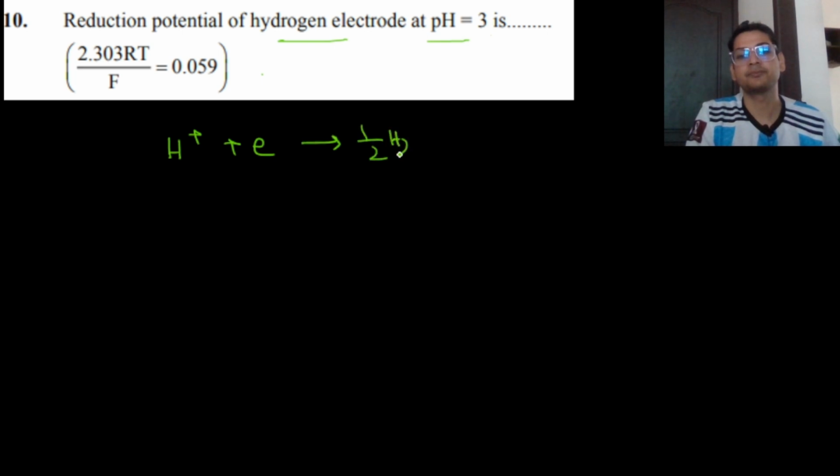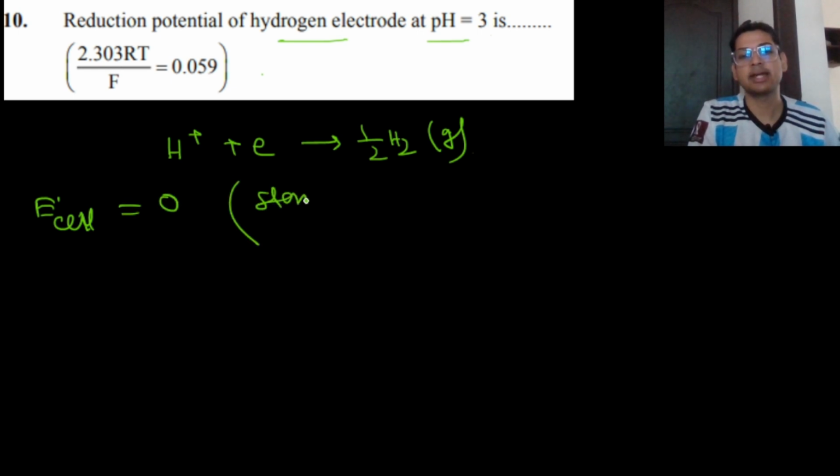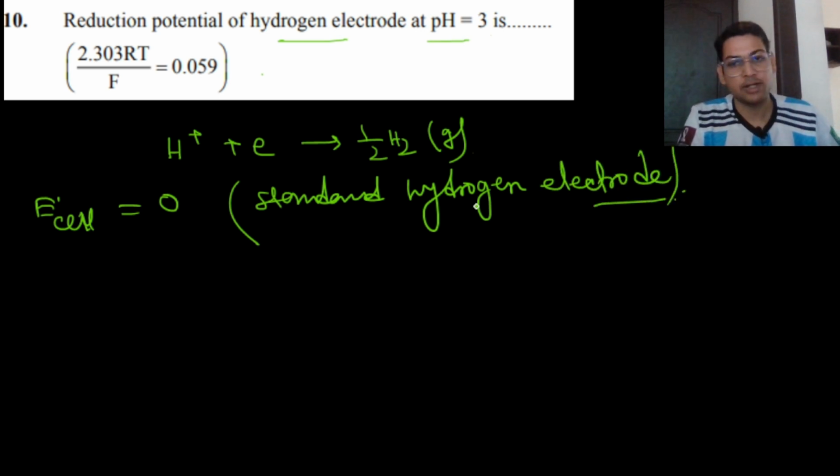Okay. Now come to here. This is a very good question. I just love this type of question. Reduction potential of hydrogen electrode at pH 3. So the equation for hydrogen electrode is H plus plus electron gives half H2, which is in the gaseous state. First of all, what is the E naught cell value? The E naught cell value of the hydrogen electrode is 0. Why? Because it is the standard hydrogen electrode, and by convention the E naught value is 0.